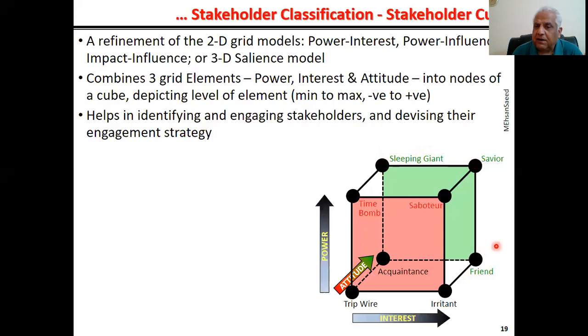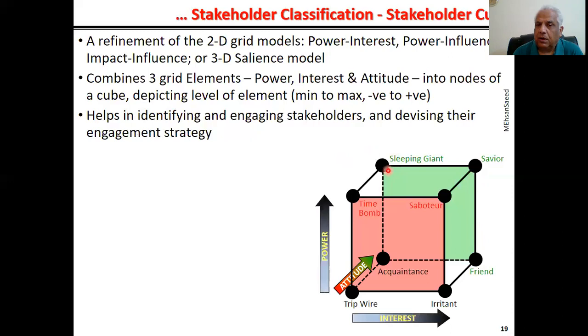This is a friend of the project, but the problem is he has only got interest. He has no power. Is it possible that you give him some power so that he becomes a real savior for your project? So, in short, this cube tells you that you must have your stakeholders on the green side.